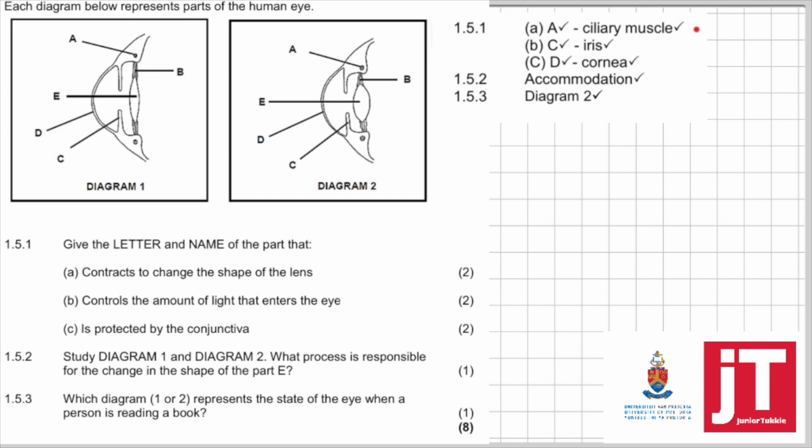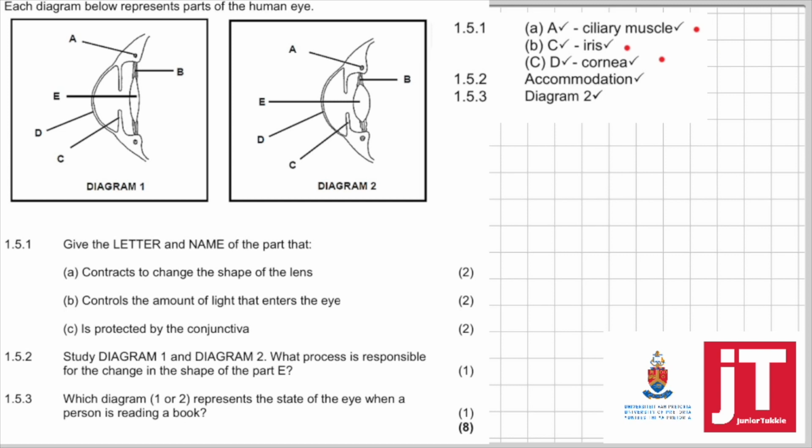Then B, give the letter and the name of the part that controls the amount of light that enters the eye. The amount of light that enters the eye, we know that is the pupil that does this, but it's the iris that controls the pupil. And so the iris is C, iris. Give the letter and name of the part that is protected by the conjunctiva. We can see that that is obviously D, the cornea.